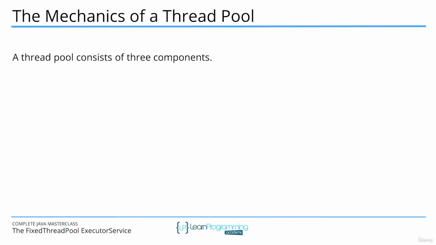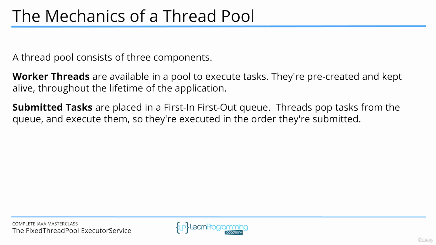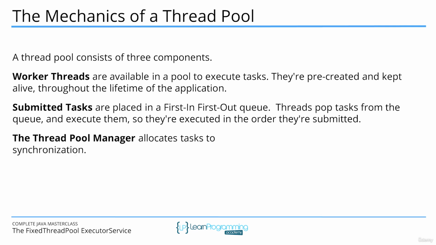A thread pool consists of 3 components. There are worker threads which are available in a pool to execute tasks. They're pre-created and kept alive throughout the lifetime of the application. Submitted tasks are placed in a first-in, first-out queue. Threads pop tasks from the queue and execute them, so they're executed in the order they're submitted. The thread pool manager allocates tasks to threads and ensures proper thread synchronization.